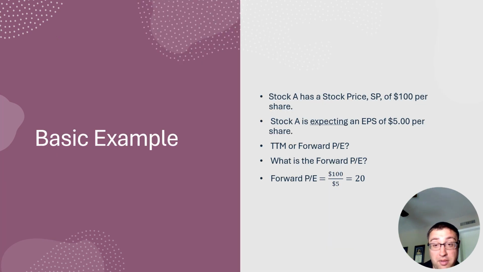All right, it's a very, very easy example because it's just a basic ratio. So if a stock is currently trading at $100 per share and it's expecting EPS of $5 per share, what are we dealing with? First, we're doing a forward PE because it's expecting EPS. If you're expecting, it can't be a trailing 12-month PE. It's not possible. Then all you do is take the 100 divided by the 5, you get 20. So in this case, the forward PE is 20.